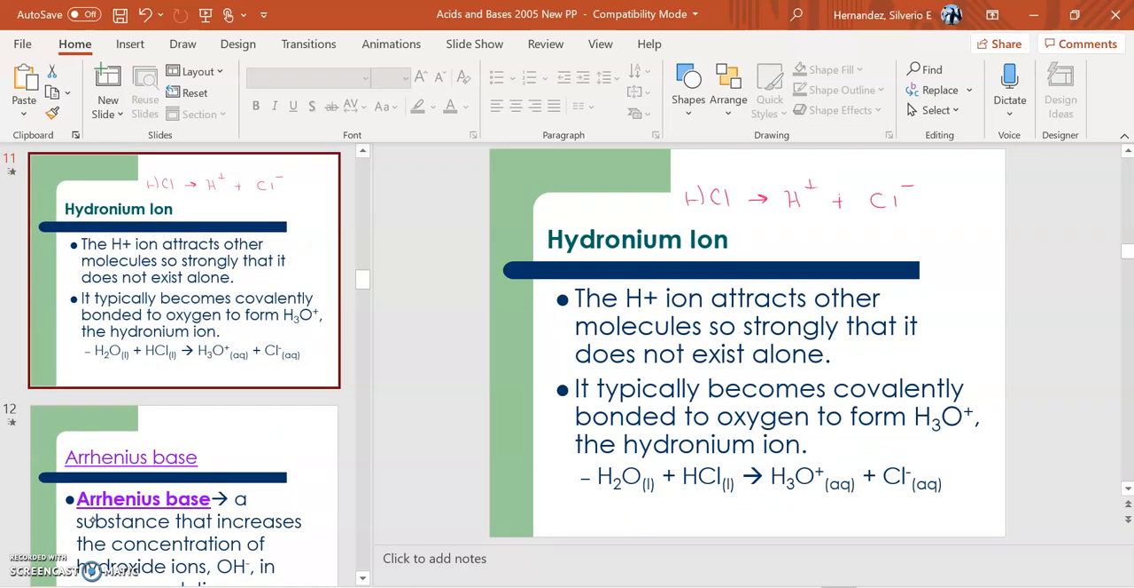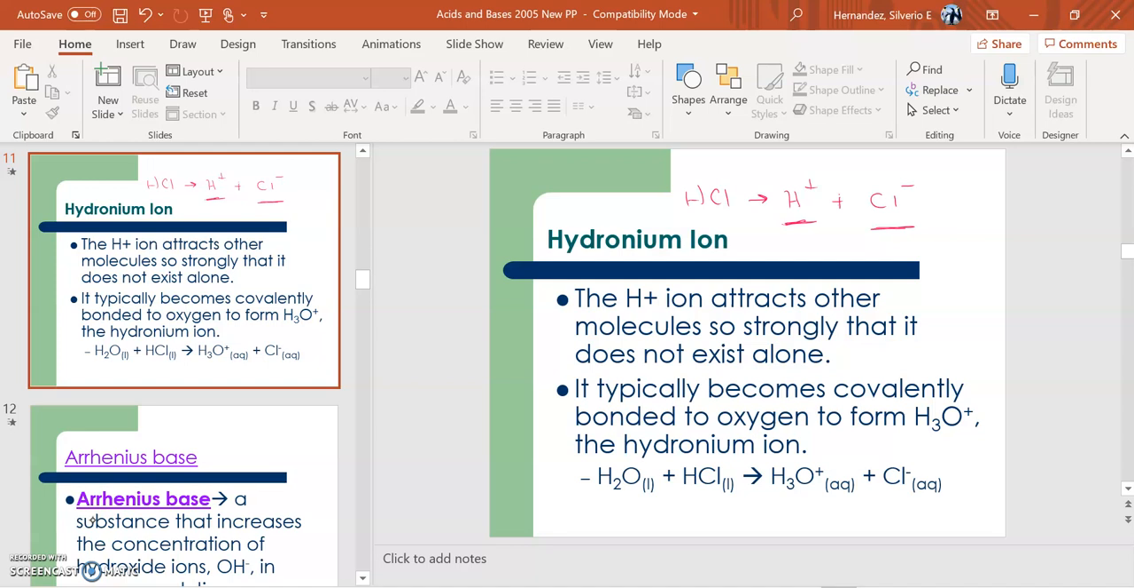So here in the next slide, it talks specifically about the hydronium ion. And here I wrote an example of hydrochloric acid up at the top. So when it dissociates, you're going to have a hydrogen ion that's produced and a chloride ion that's produced. And that hydrogen ion is extremely unstable. So it wants to bond with something so that it can become more stable.